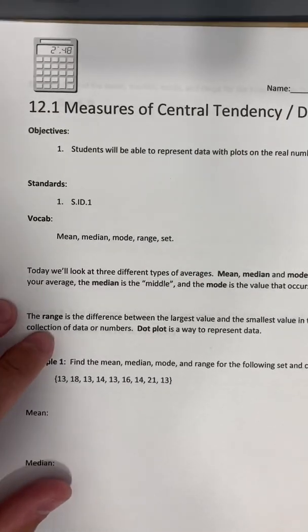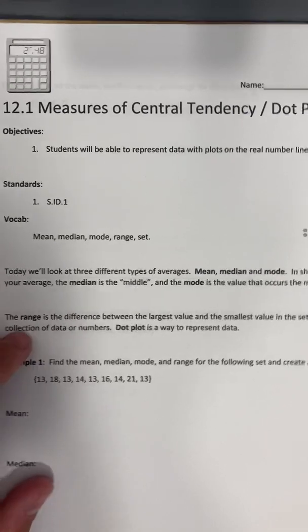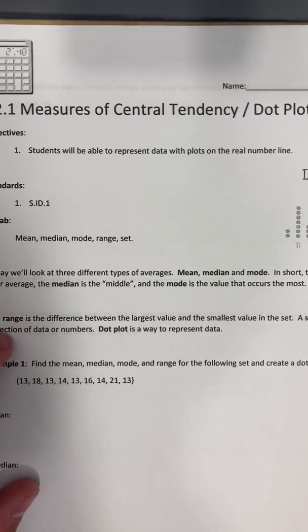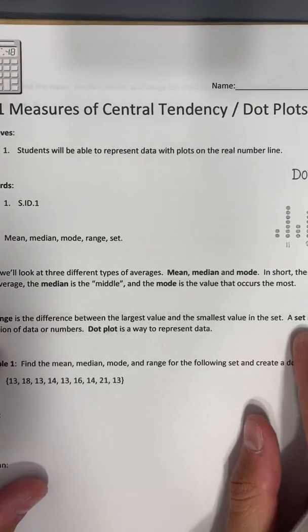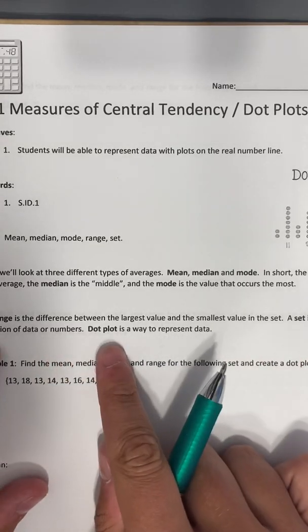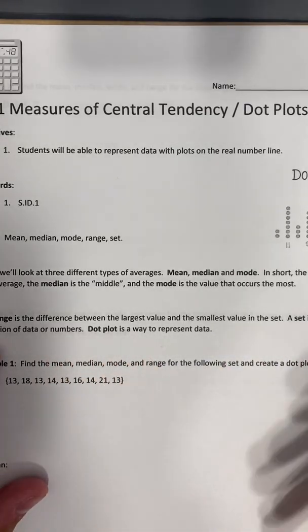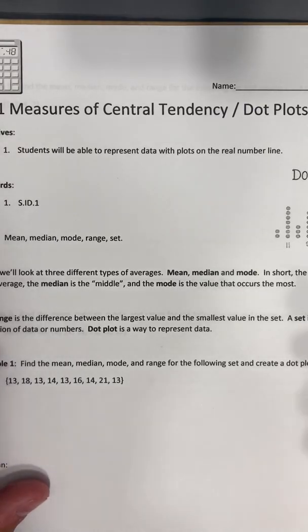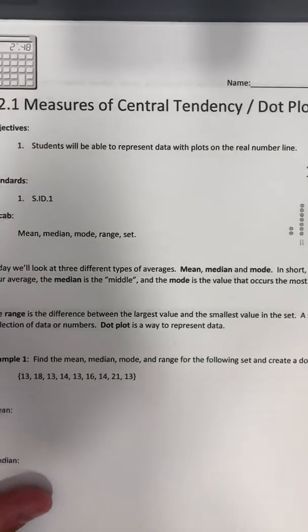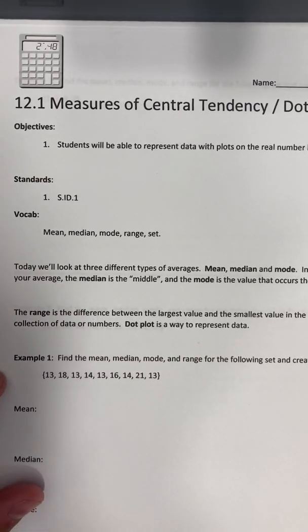So let's take a look at range. Range is the difference between the largest value and the smallest value in the set. And a set is just a collection of data or numbers. And the dot plot, we're gonna do that today as well. Dot plots are just a way to represent data in a nice orderly fashion. So let's take a look at the first example.